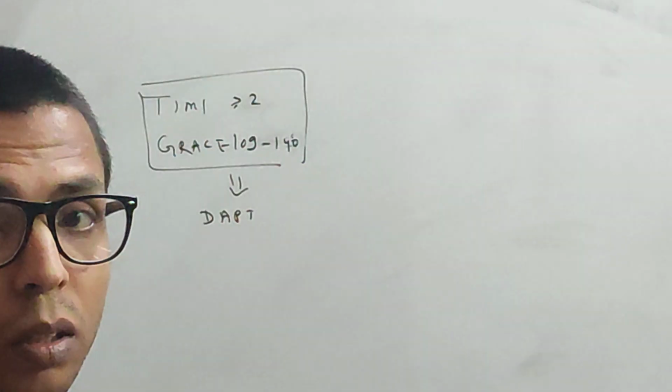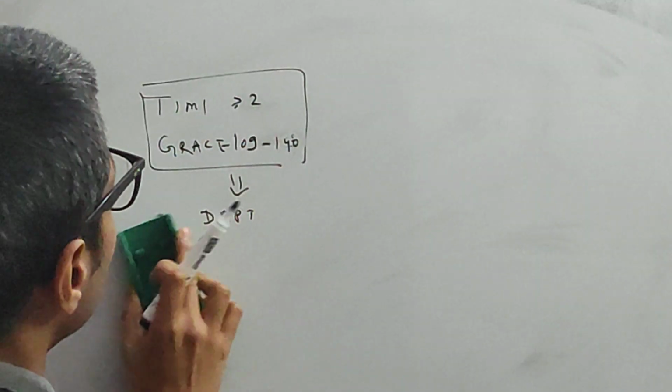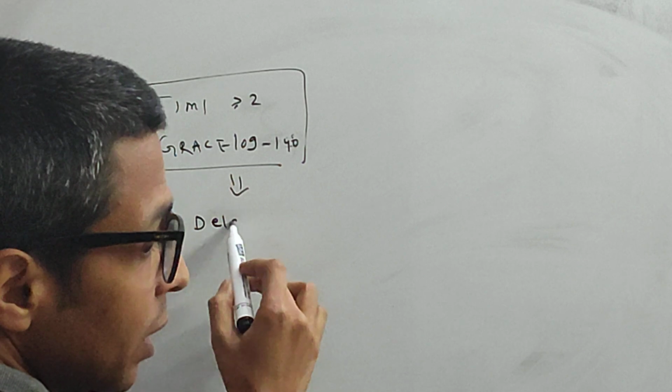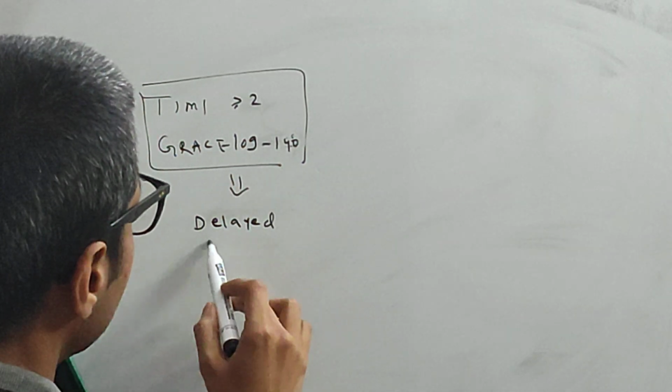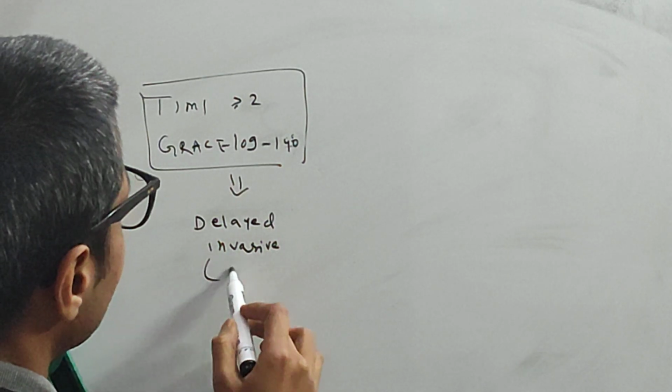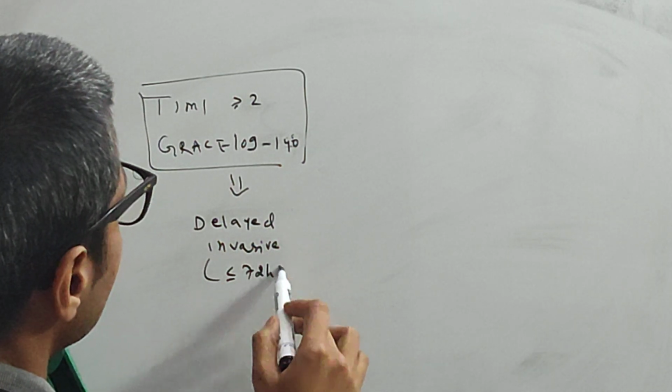But let's suppose TIMI risk score is 2 or greater, and GRACE risk score is 109 to 140. In this condition, it won't be appropriate to do only medical management. You may need to proceed towards a delayed invasive strategy. Delayed invasive strategy means catheterization within 72 hours.